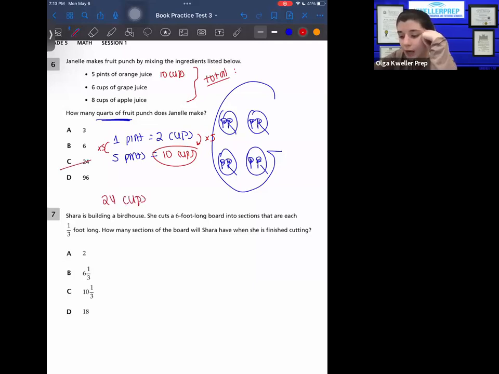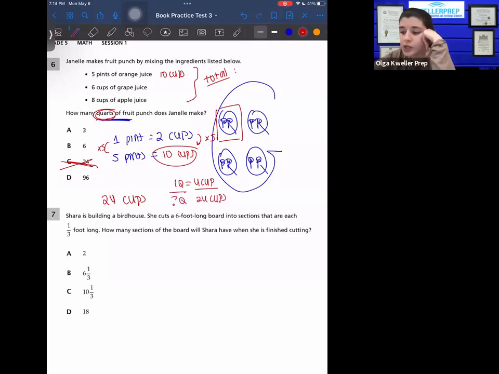But be careful, right? We're not going to pick C because the question is quarts. So we can see that in 1 quart, I've got 4 cups. So 1 quart is 4 cups. And the question is, well, 24 cups is how many quarts?